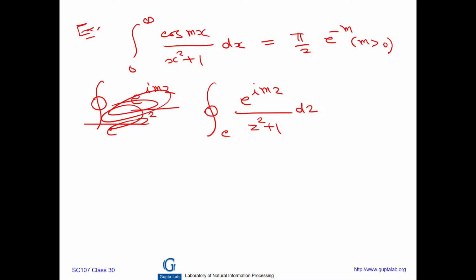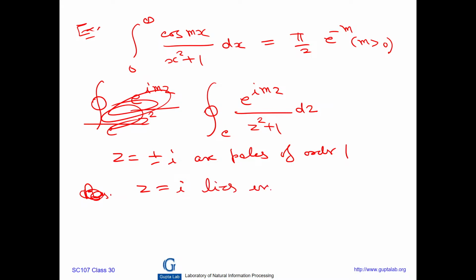So what are the singularities? z equal to plus or minus i are the poles of order 1, simple poles, so I can compute the residue. Which one will lie inside this semicircle? You can see that z equal to i lies inside C. Minus i will go outside. So we can compute the residue at z equal to i.